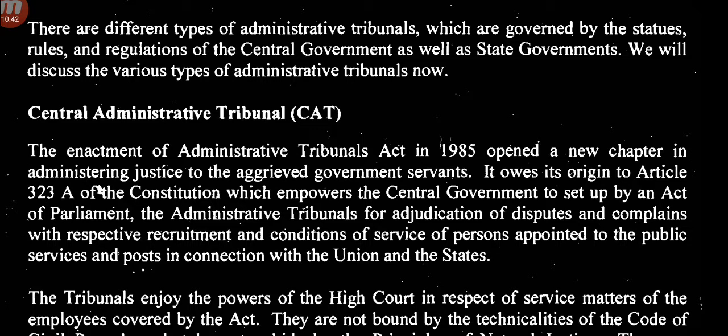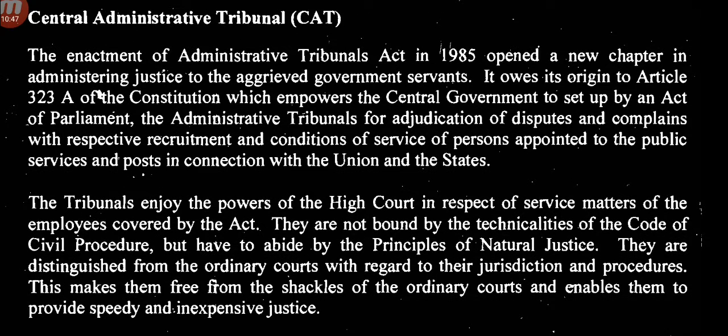Central Administrative Tribunals (CAT). The enactment of the Administrative Tribunals Act in 1985 opened a new chapter in administering justice to the aggrieved government servants. It owes its origin to Article 323A of the Constitution, which empowers the central government to set up, by an Act of Parliament, the Administrative Tribunal for adjudication of disputes and complaints with respect to recruitment and conditions of service of persons appointed to the public services and posts in connection with the affairs of the Union and states.